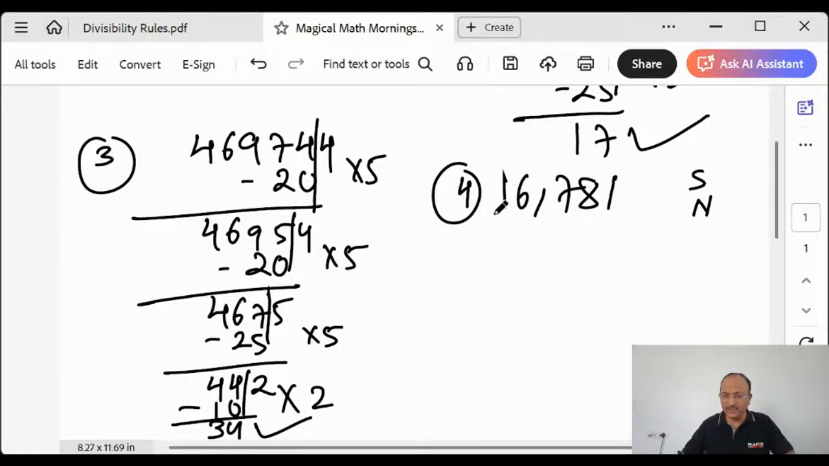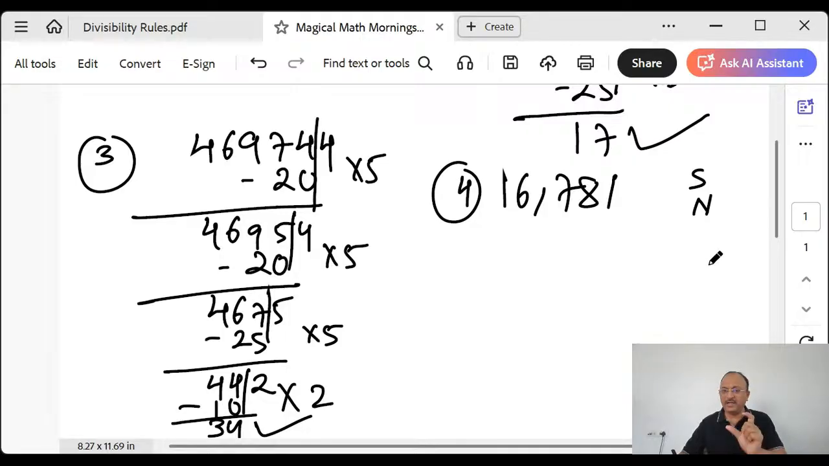We are checking the divisibility by 17. So the rule is just minus 5. The number tells what you have to multiply the last digit by. Minus means you have to subtract from the remaining part of the number. Previously for 13 it was plus 4. That means multiply the last digit by 4, and whatever product you get, you add to the remaining part of the number.